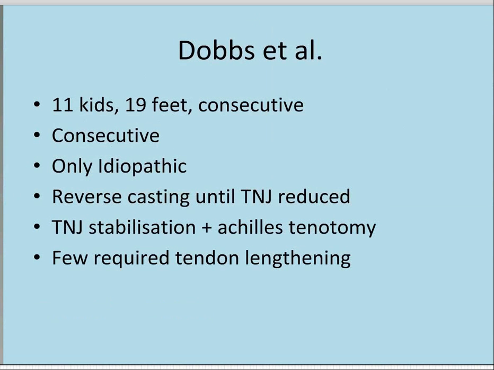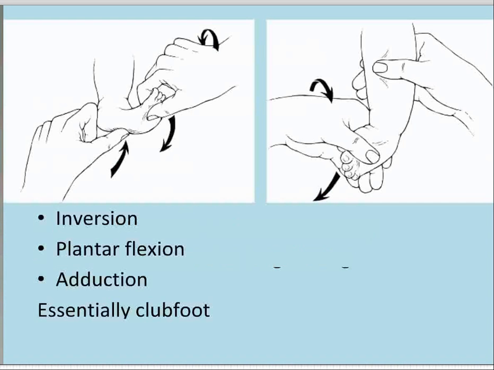So just quickly go over the study. They did a series of 11 kids with 19 feet, and it's consecutive, and only idiopathic. So they first of all cast them until the talonavicular joint becomes reduced, and once it becomes reduced, they stabilise them and do an Achilles tenotomy at the same time, because one of the things they don't address is the equinus of the hindfoot to start with. There's a couple that did fractional lengthening as well.